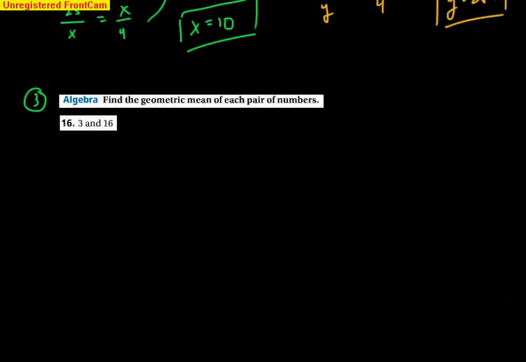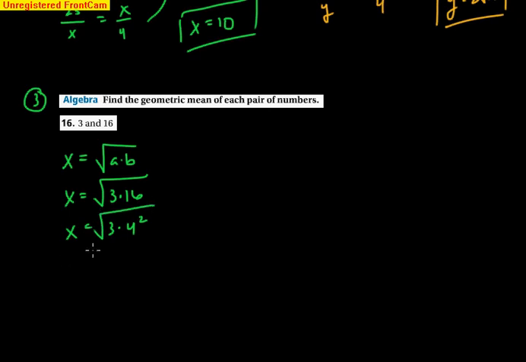Okay, so we're going to find the geometric mean between these 2 numbers of 3 and 16. So remember, it's as simple as x equals the square root of a times b. Right? The square root of the product of the numbers. X equals the square root of 3 times 16. And again, 3 is just 3. 16 can be written as 4 squared. So this is what x is. Anything that is squared comes out. The 4 comes out. The 3 is not squared, so it's left inside. And there's the geometric mean.